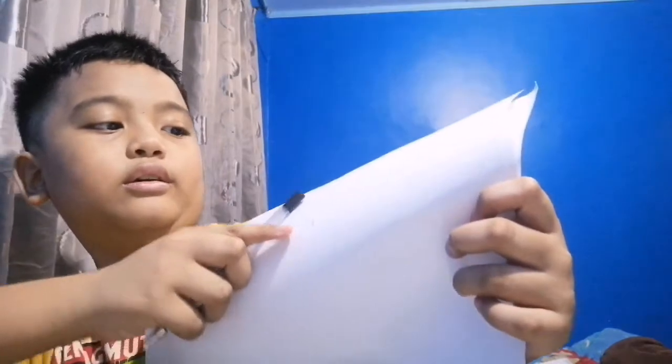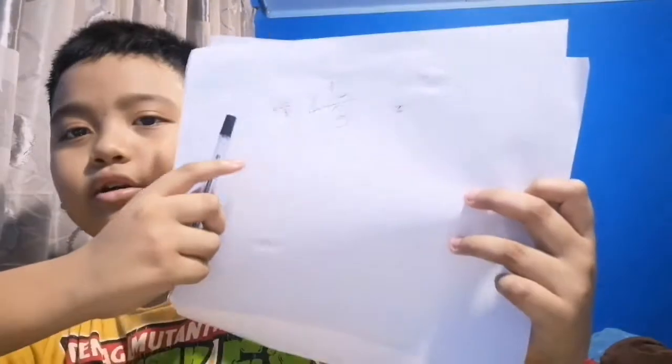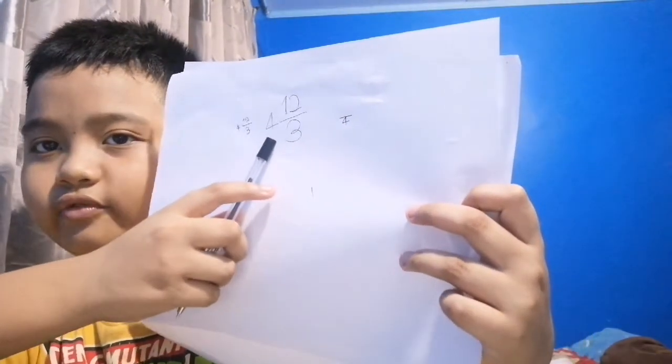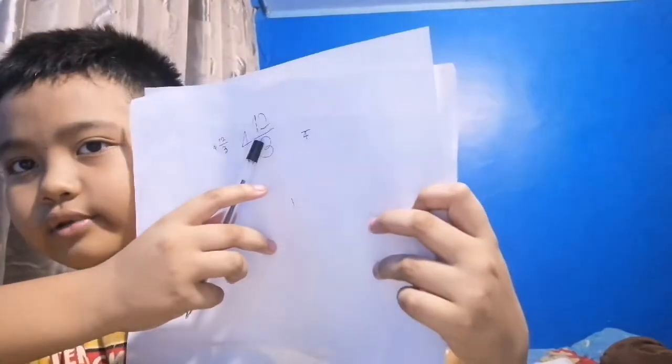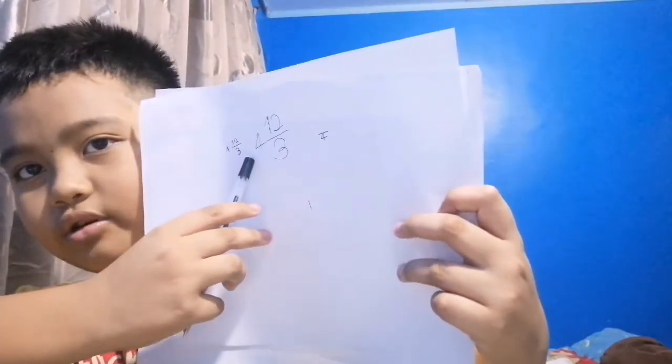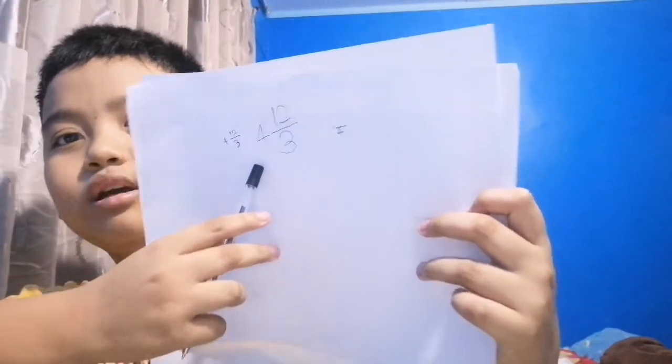So it's like 12 and 3, and the whole number is 4. 3 and 12, and the whole number is 4. Okay, we got it. We have to start off by multiplying 4 by 3. So, 4 times 3 obviously equals 12.